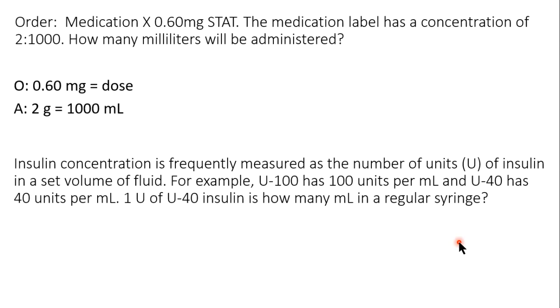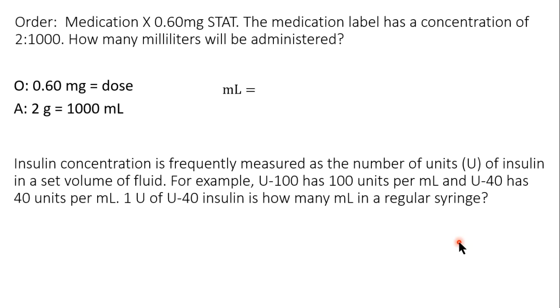So for the first one, our order is to give 0.6 milligrams per dose, and the available is, remember, when we have 2 to 1,000, it means 2 grams in 1,000 milliliters. And we want to know how many milliliters.